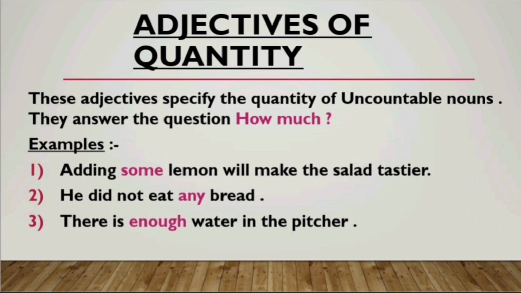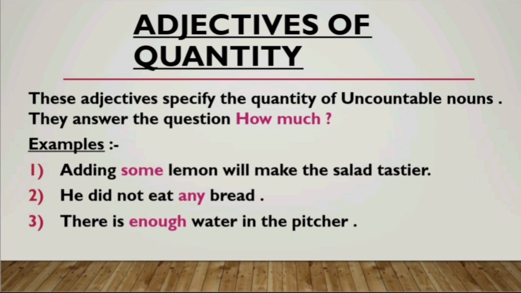So basically these adjectives do not give us an exact number, okay, and they answer the question how much. Let us have a look at these examples here. The first one is: adding some lemon will make the salad tastier. So in this we are referring to the noun lemon, and therefore some lemon means it's a lump sum quantity. We are not talking about adding one lemon or two lemons, because we extract juice from it and therefore it is an uncountable noun. So we have used some lemon, that is denoting quantity.